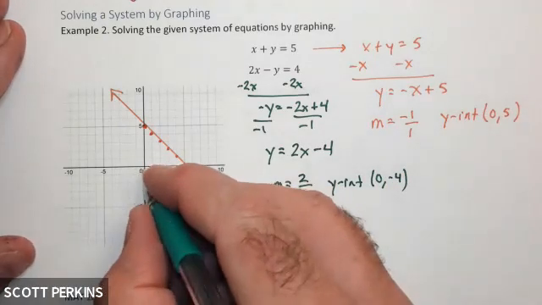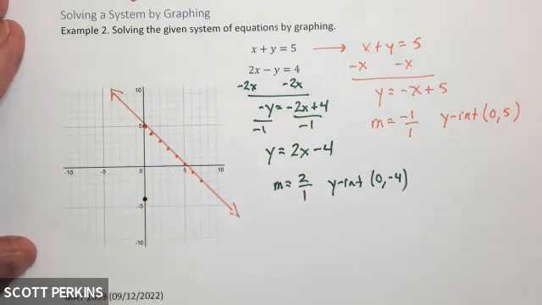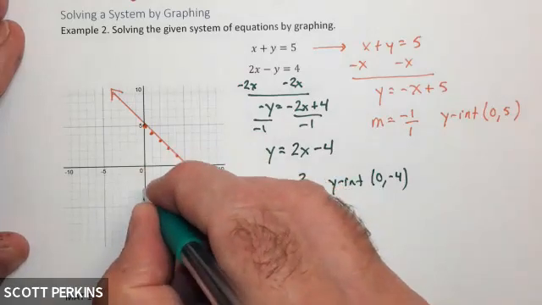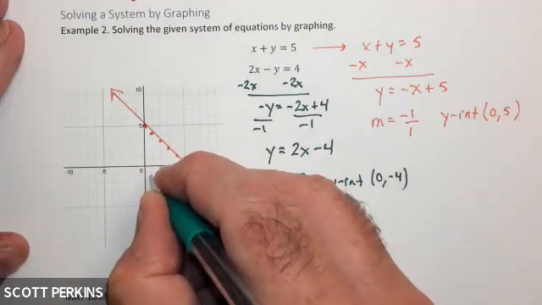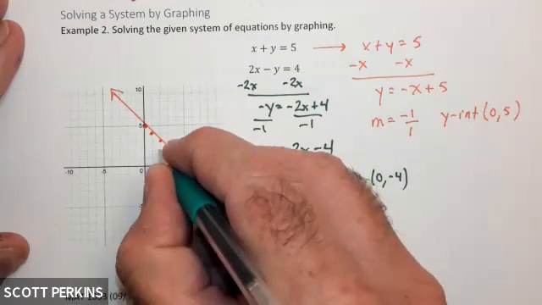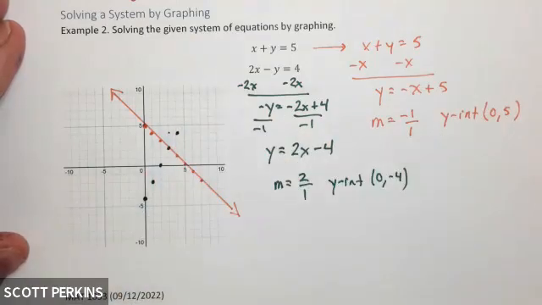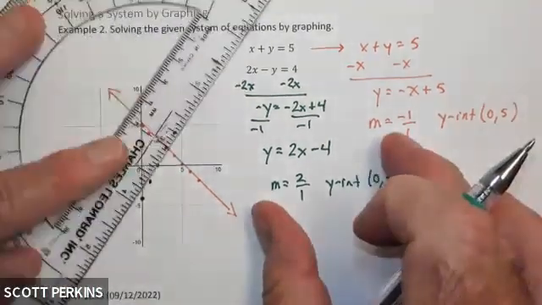All right, so negative 4, I go down 4: 1, 2, 3, 4. And then 2 over 1 is 2 in the y, 1 in the x. So up 2 in the y, 1 in the x, great. Again, 2 in the y, 1 in the x. Okay, and now I'm going to connect those dots.